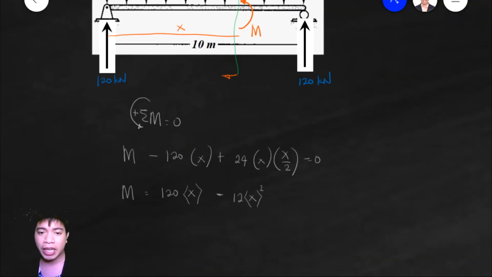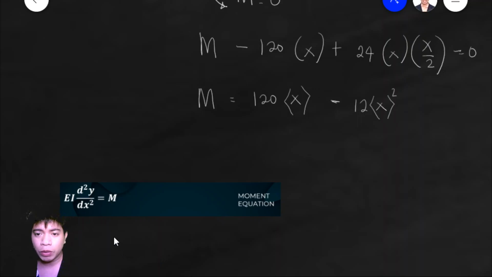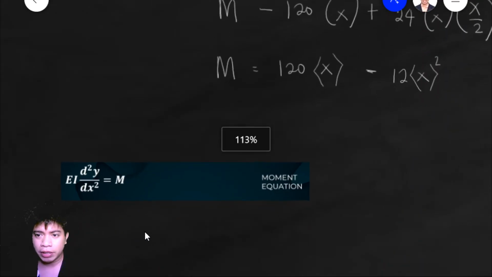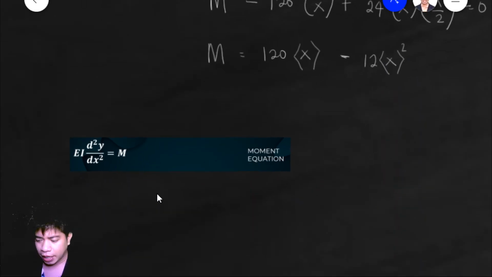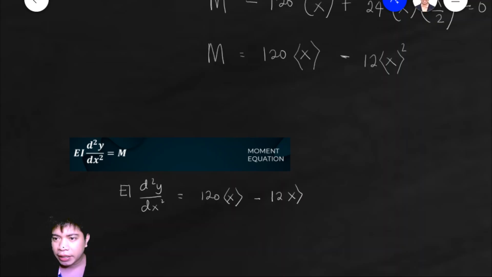So ano yung gagawin natin dyan sa moment equation na yan? So itong M na to guys, no, itong equation ng moment ay isa-substitute natin dito sa ating moment equation. So kung natatandaan nyo, diniscuss natin to kanina. So ayun, so ang gawin natin guys ay gumawa tayo ngayon ng moment equation gamit ito. So that will become, okay, so this will be EI, then d squared y over dx squared is equals to M. At ang M nga natin ay 120 then x, ayun, minus 12x squared.